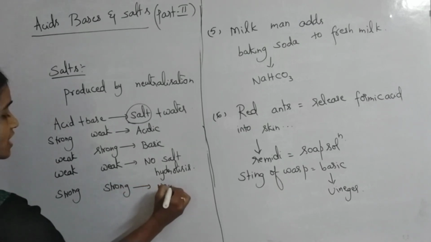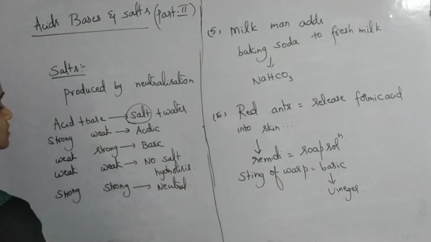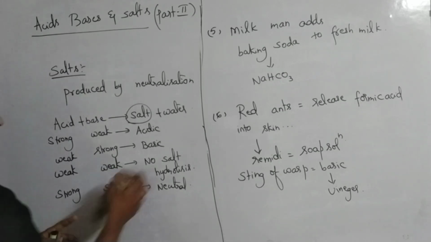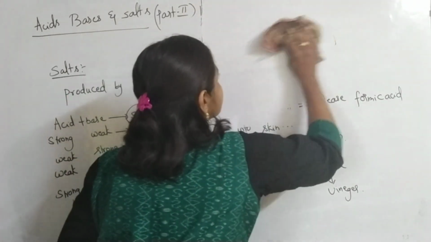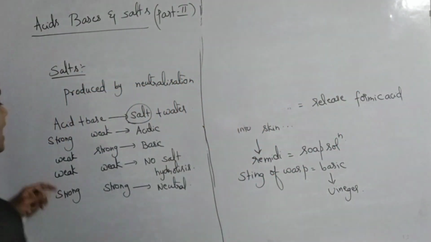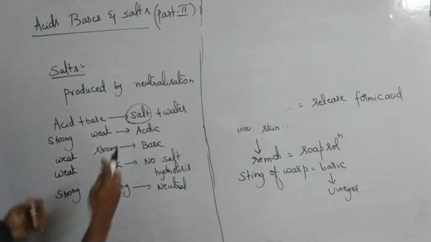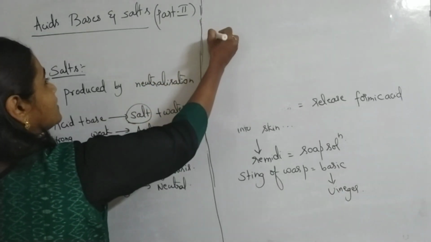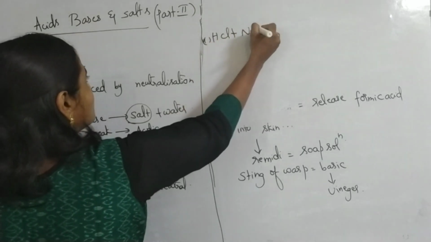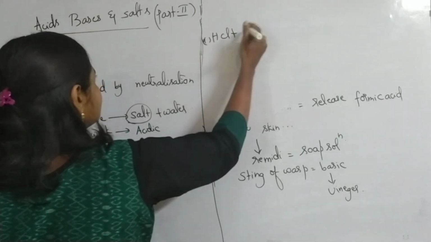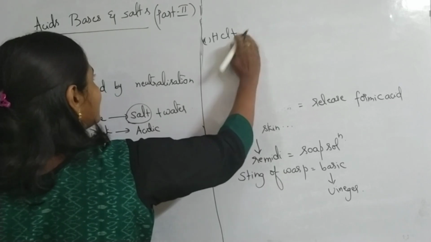In the first case, let's go for an example where the acid is strong and the base is weak. You can take the example of HCl reacting with NH4OH as the weak base.